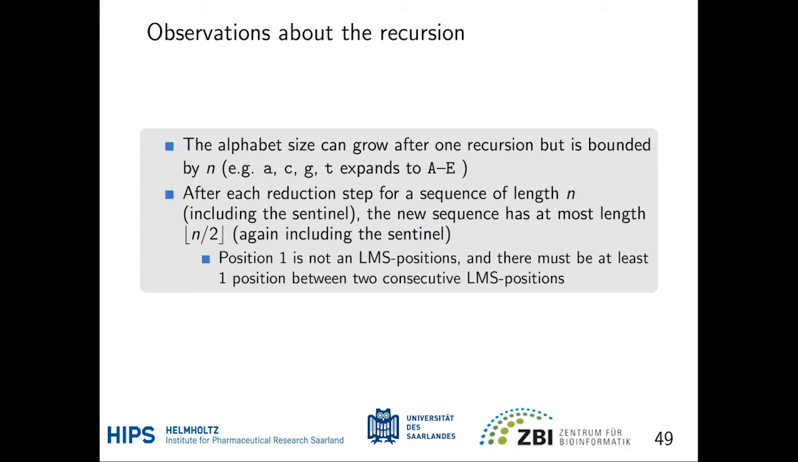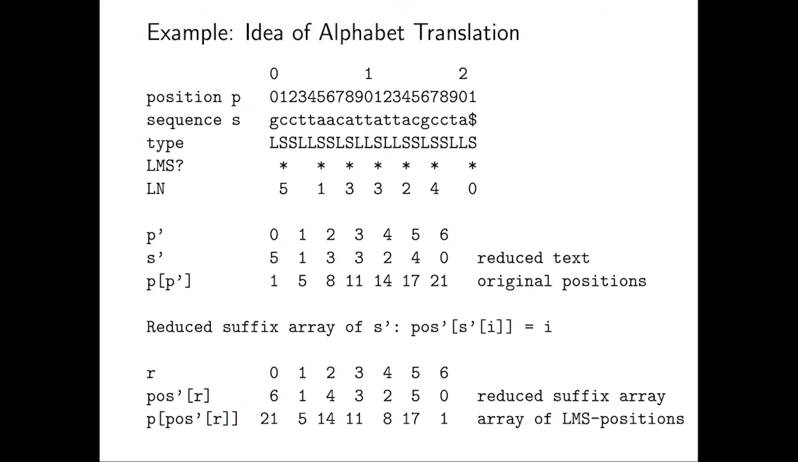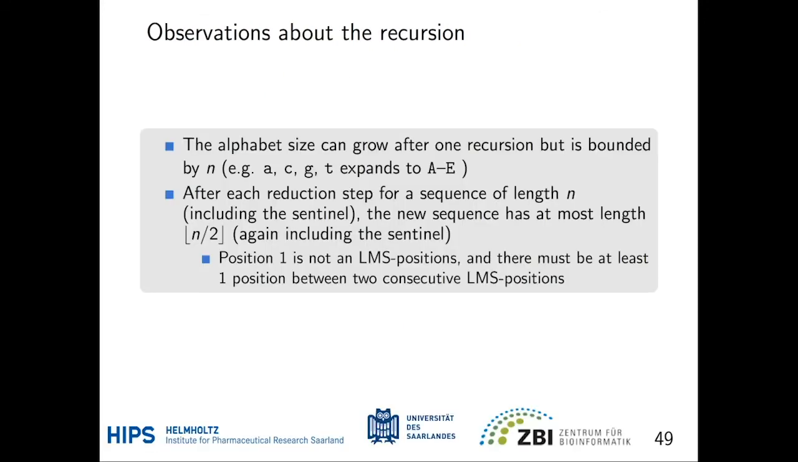But this recursion can be necessary several times. So how can we know that the recursion step doesn't blow up our runtime? There are a few observations that we can make. First, the alphabet size in the reduced text can grow initially, just as we saw. Instead of 4 letters in the example here, we have 6 different characters. But it is bounded by the number of positions in the text.